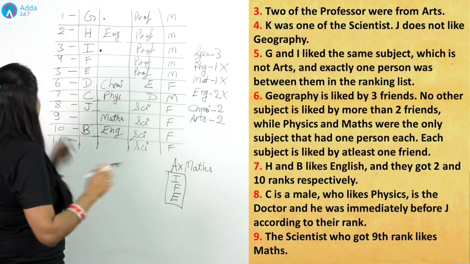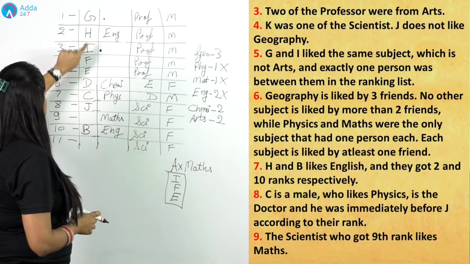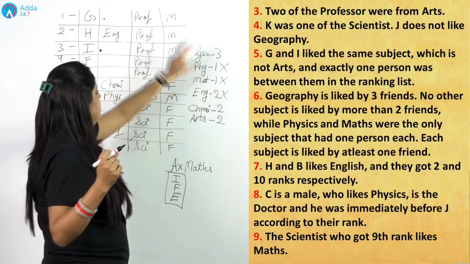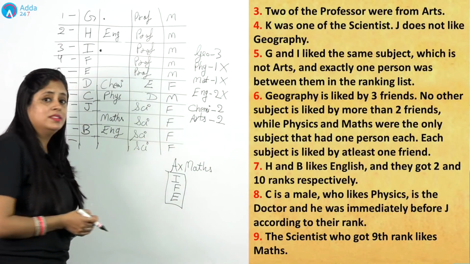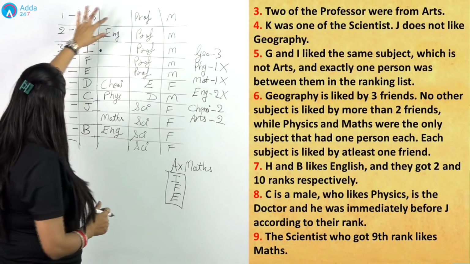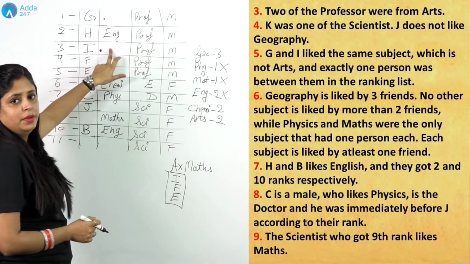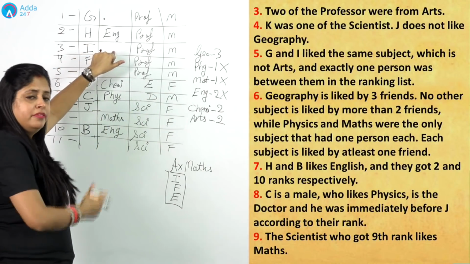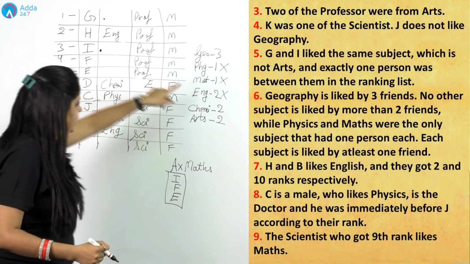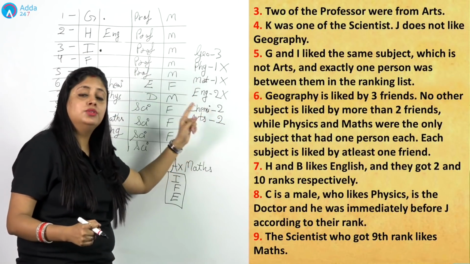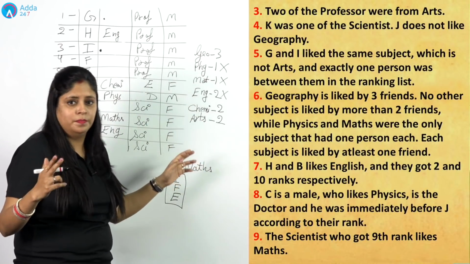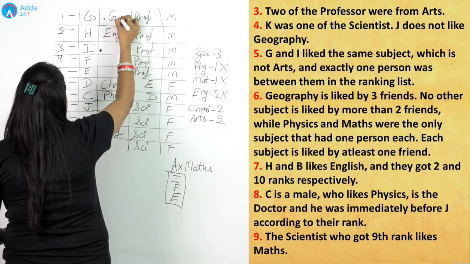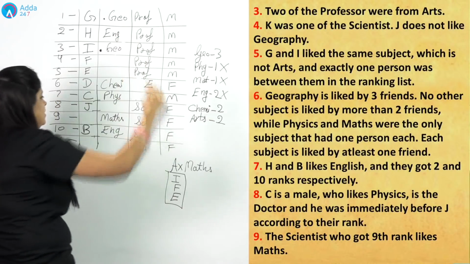Fine. Now, another piece of information said that G and I preferred the same subject but that subject is not arts. So for G and I only 2 subjects are left: one is geography and the other is chemistry. If I place chemistry here, then obviously chemistry will come here also, and one more chemistry is there. So the total number of persons preferring chemistry will come as 3. But we have a clear indication that the total number of persons who prefer chemistry is 2. So this and this can't be chemistry. We are left with only one option and that is geography. So we placed it here.